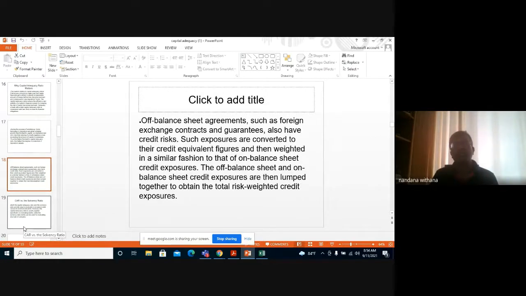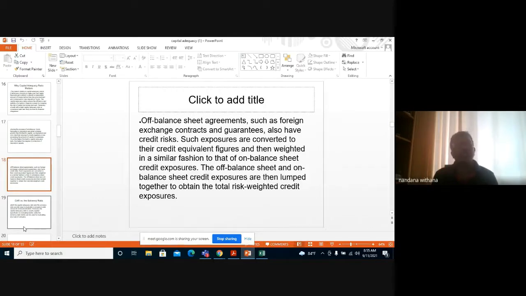Off-balance sheet agreements such as foreign exchange contracts and guarantees also have credit risks. Such exposures are converted to their credit equivalent figures and then weighted in a similar fashion to on-balance sheet credit exposures. The off-balance sheet and on-balance sheet credit exposures are then lumped together to obtain total risk-weighted exposure.